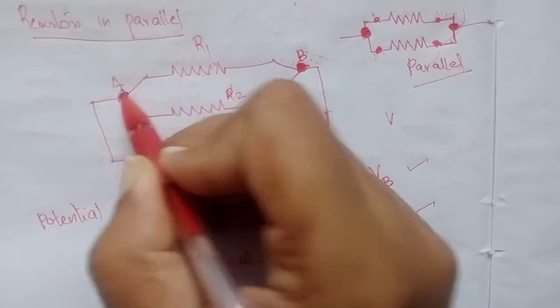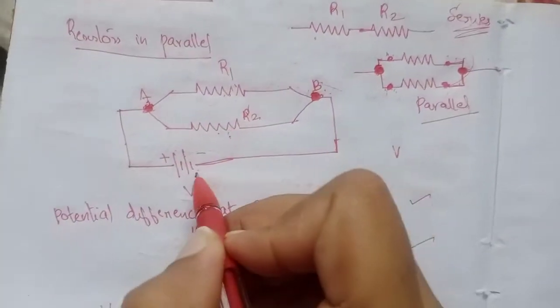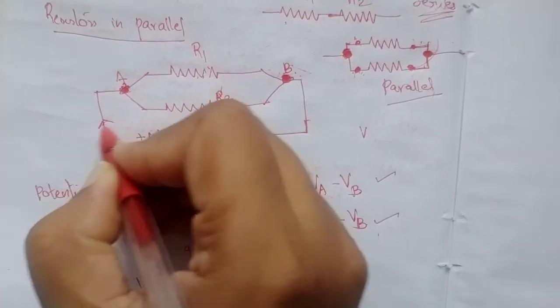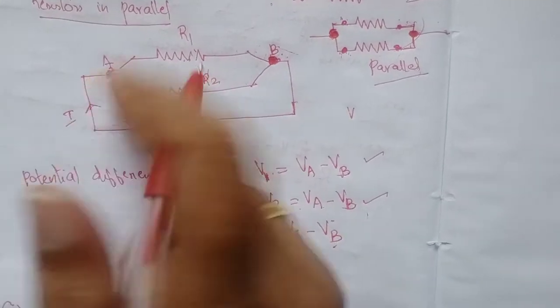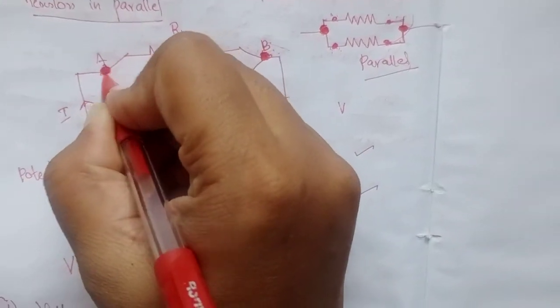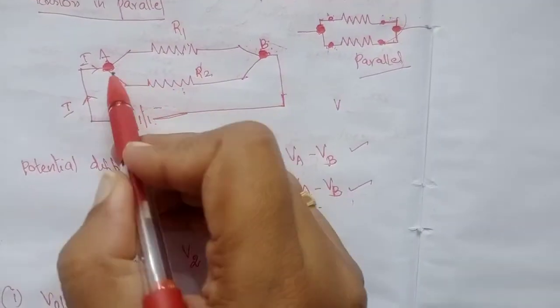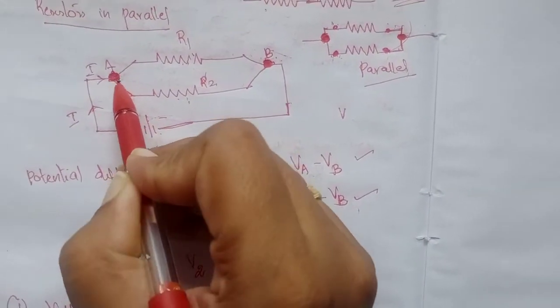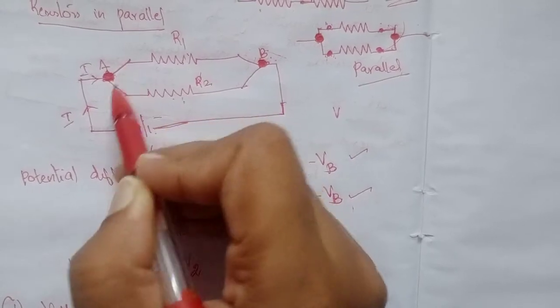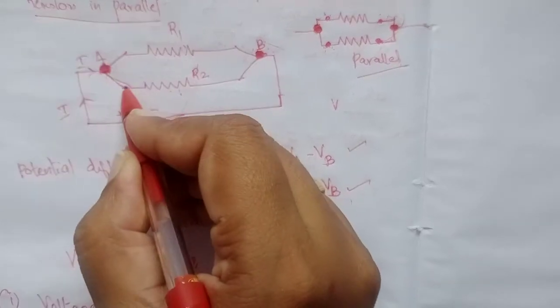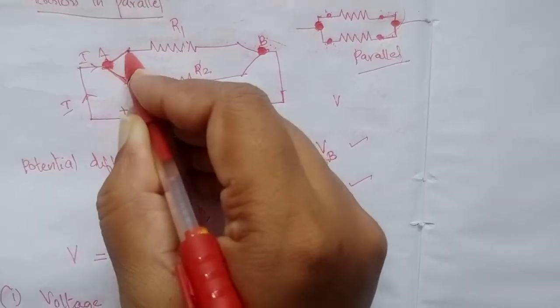So this is the point. For example, this is the voltage source and a total current I passes through the circuit. The total current I reaches this particular point A. At A, what happens? It is dividing into two different branches, right? It is dividing into two different ways.